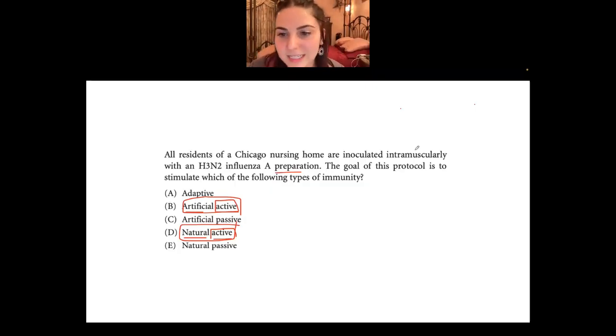Yeah, stimulate, oh wait, did I even give you the answer? Sorry. Yeah, stimulate, like this is basically saying we're giving these Chicago nursing home patients the influenza vaccine. What is a vaccine? Vaccines are artificial active. Artificial passive would be like snake venom, like anti-venom.